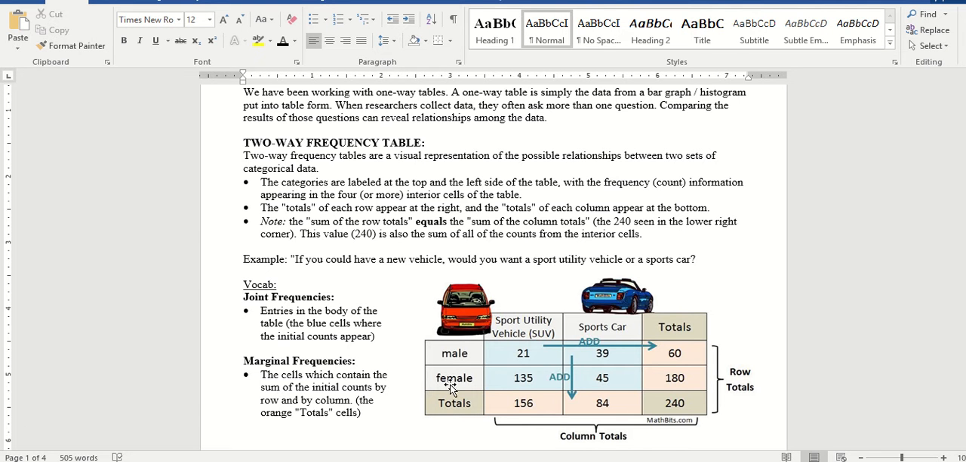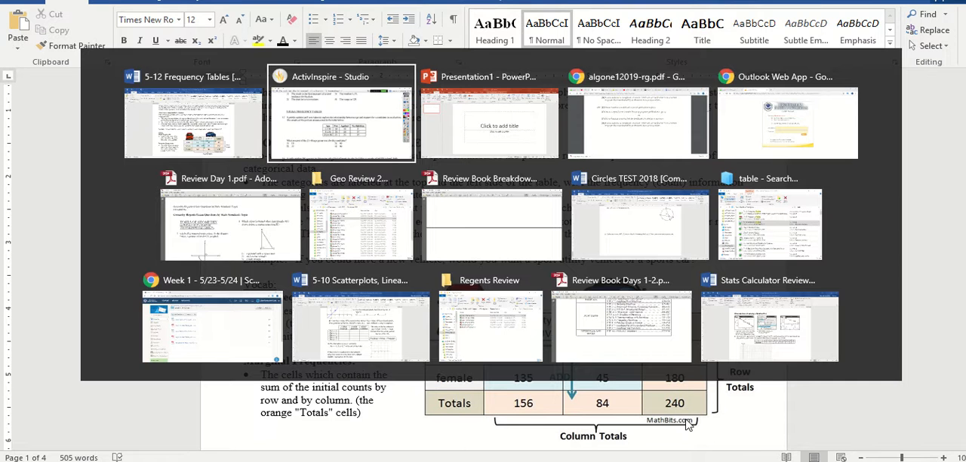If we wanted the people who wanted a sports car that are female, we would look in the sports car column, check female and see it's 45. And since we're only talking about the people who wanted sports cars, we would compare it to the 84. Versus, let's say, if we wanted to know, of all the people surveyed, how many females wanted sports cars? In this case, we would take a look at the 45, and since we're talking about everybody, we're going to compare it to everyone in the whole study, which is 240. All right, so that's the idea here.